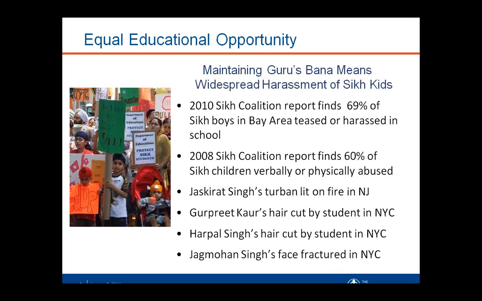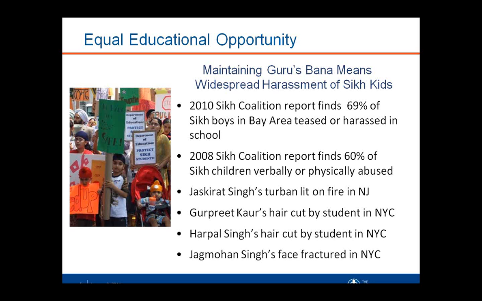Equal educational opportunity. Perhaps this is the most troubling trend that we see at the Sikh Coalition, particularly over the last 5 years. Just last month, we issued a report where we surveyed over 1,000 Sikhs in the San Francisco Bay Area, and we found that 69% of our children, because they maintain Guru Sahib's bana, are teased and harassed in school. 69%. And I think that number is high enough to attach the word epidemic to the problem.